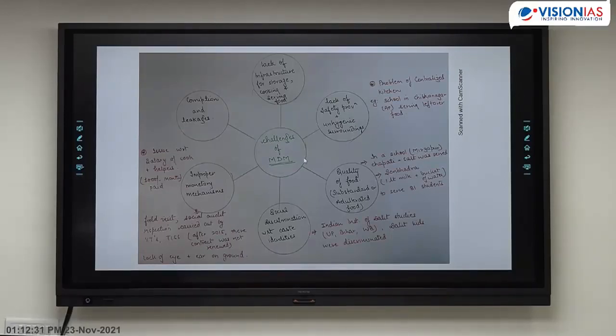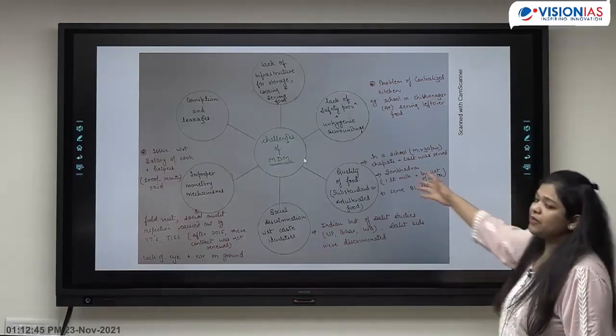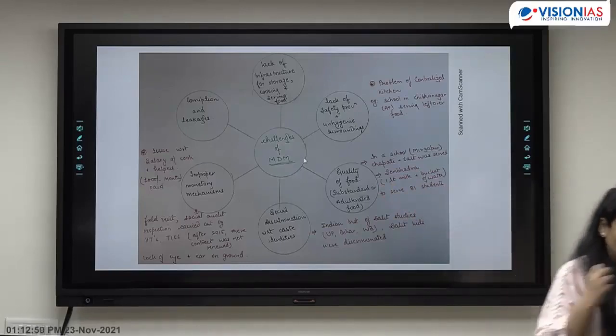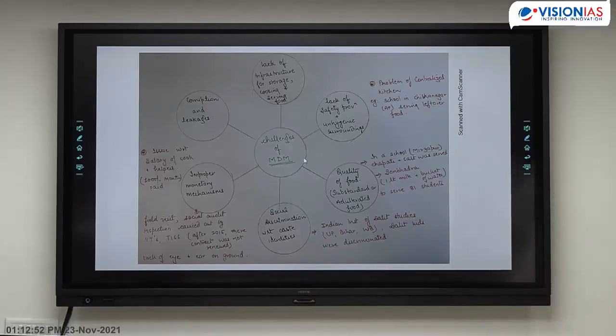Then there is the problem of substandard food being served or adulterated food being served. For example, in the context of Sonbhadra, there was a school where 1 liter of milk was mixed with 1 bucket of water to serve 81 students. Similarly, in Mirzapur, the school was serving chapati with salt. So obviously the provision, the intention of midday meal was very good. However, it has failed to deliver.